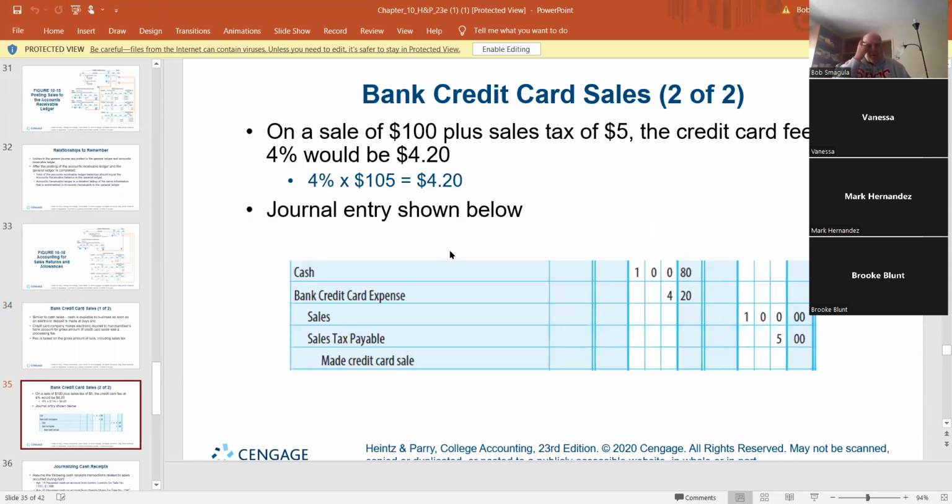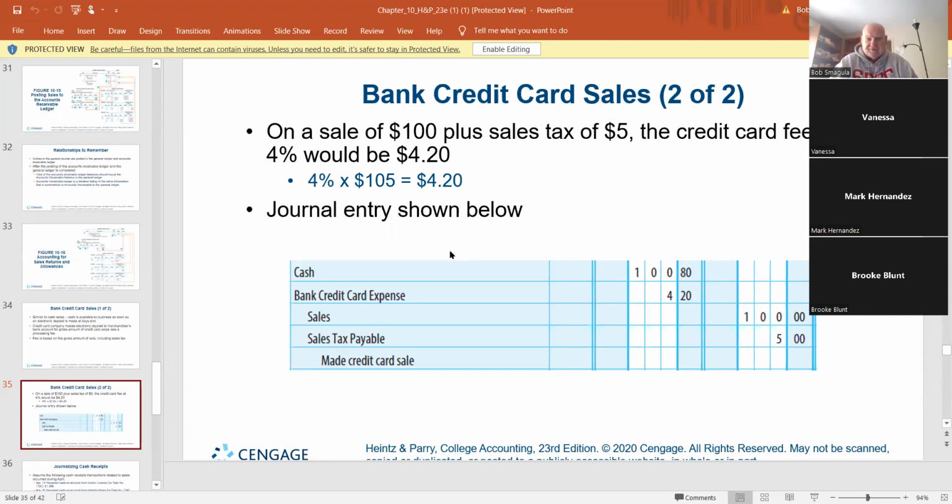So let's take a look at it. On a sale of $100 plus sales tax of $5, the credit card fee at 4% would be $4.20. Isn't that interesting? $105 is the number to use times 4%.